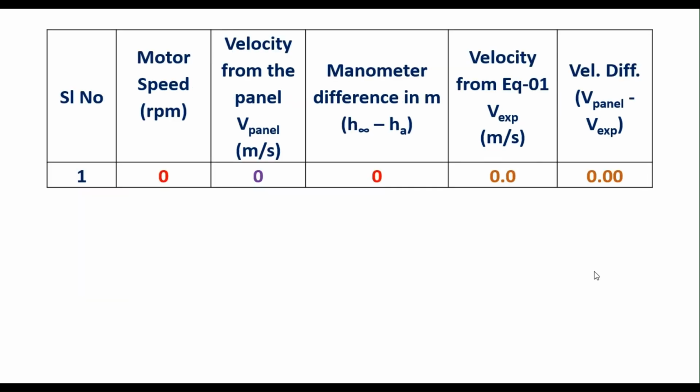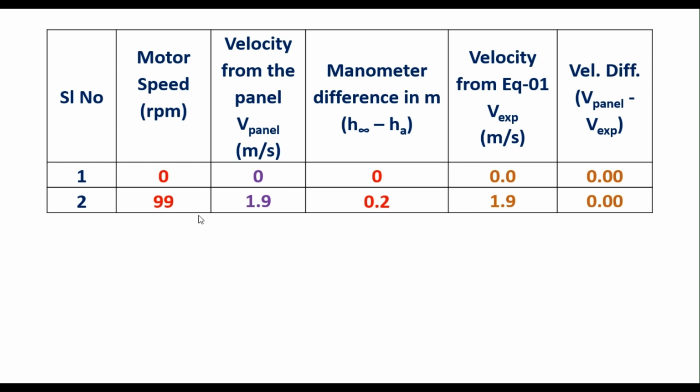Once there is no flow inside the tunnel, so zero motor speed, there is zero velocity inside the tunnel. Next I'll set a certain RPM. The axial fan has the speed of 99 RPM. The corresponding velocity inside the test section of the tunnel is 1.9. Manometer head is 0.2. The velocity calculated from Bernoulli's equation is also 1.9. So in this case the error value will be 0.